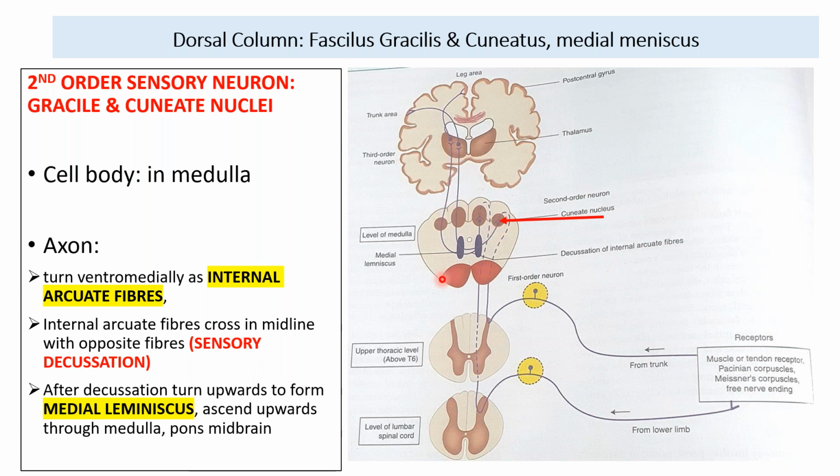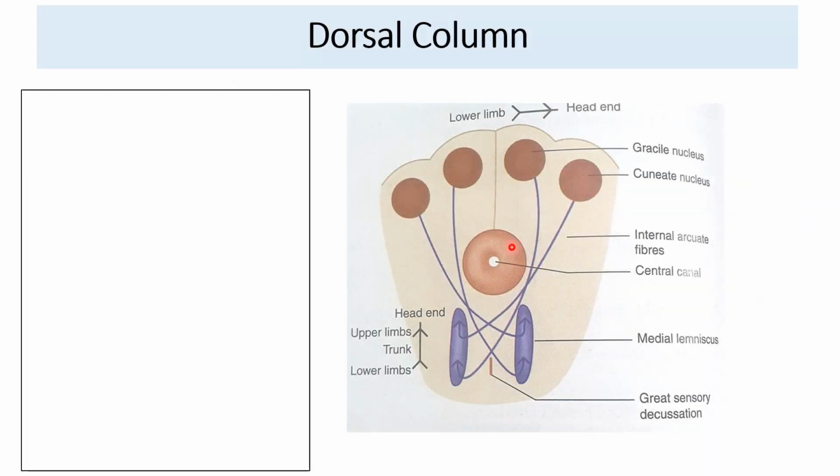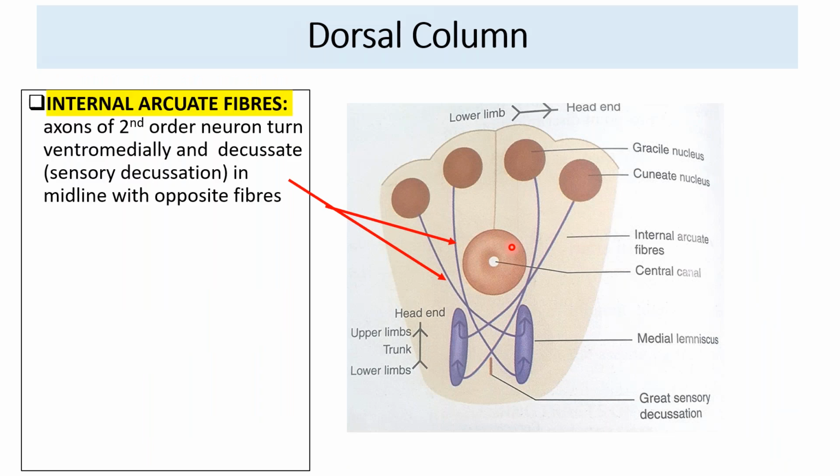I'll come back again to this point, the sensory decussation level, because it's quite difficult, but I've tried to simplify it. So these ascending fibers are now called the medial lemniscal fibers, the axons of which are now synapsing with the third order neuron, terminating in the thalamus. Now let's simplify this. What are internal arcuate fibers?